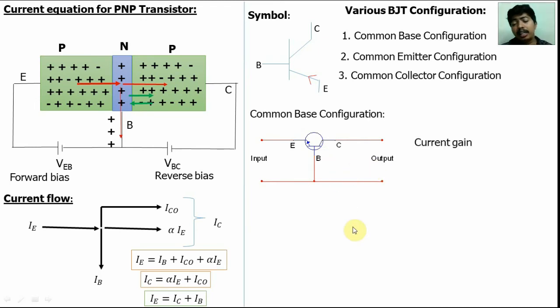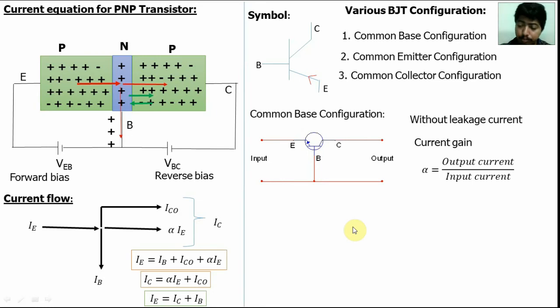The current gain in the common base configuration is defined as the output current by the input current. So alpha is the common base configuration current gain. This defined parameter is only applicable for the ideal BJT. If the reverse saturation current is 0, you may define this parameter. So alpha is equal to output current IC by input current IE. The alpha parameter is only applicable for the ideal BJT, that means when the reverse saturation current is 0.